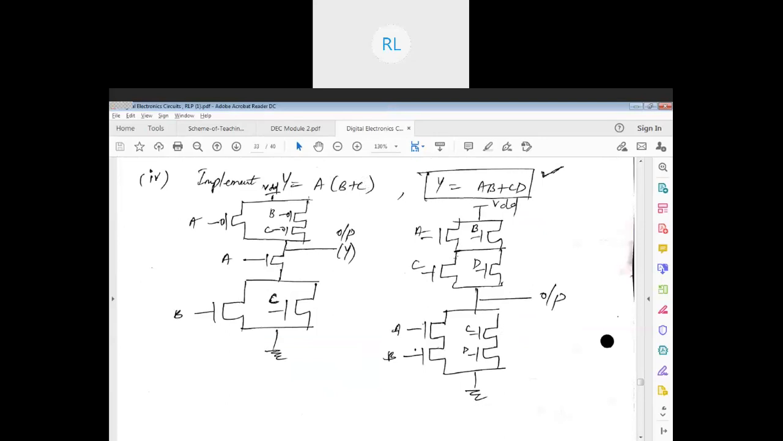Okay, now similarly, what I want you to do is look into the last example here that we have, which is nothing but implement Y is equal to A into B plus C. Now this is a little complex problem that we have here, where I have a combination of addition as well as a combination of multiplication. So what I do is I break them into parts. So first I will try and implement the B plus C.